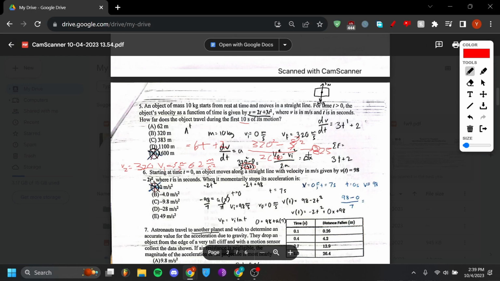Okay. Let me think. I know the answer is D, because I checked with a friend, and he told me the answer is D. But, oh, I see. It's because 825 is the distance it travels from 0 to 10, right? But I think the acceleration might be wrong. Because of that, the answer is D. Okay. Yeah.